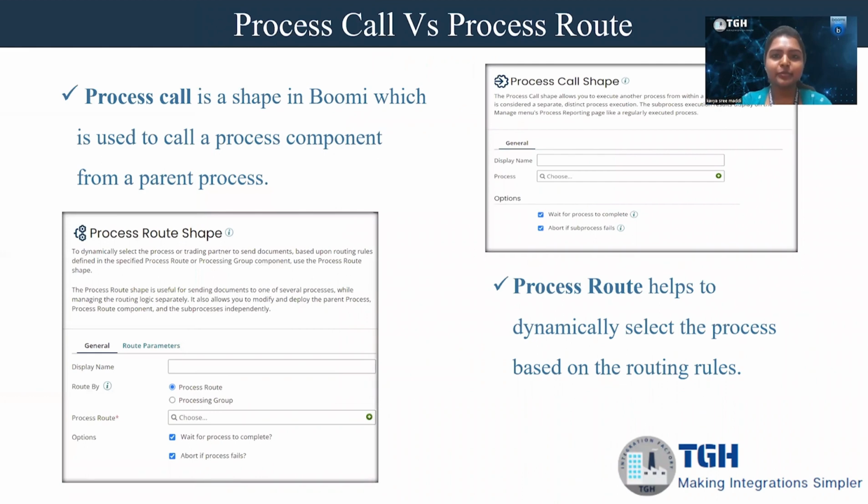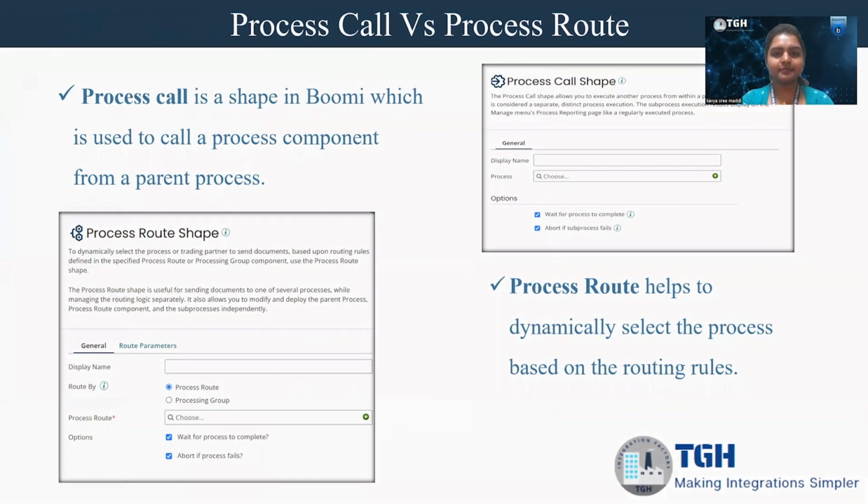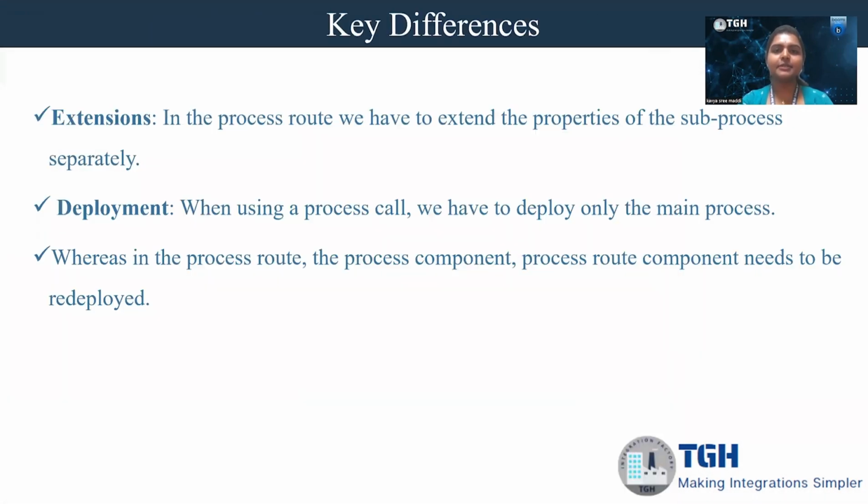Process call is a shape in Boomi which is used to call a process component. Whereas on the other hand, we have process route which dynamically helps to select the process based on the routing rule. The main differences between process call and process route are observed in extensions and deployment.